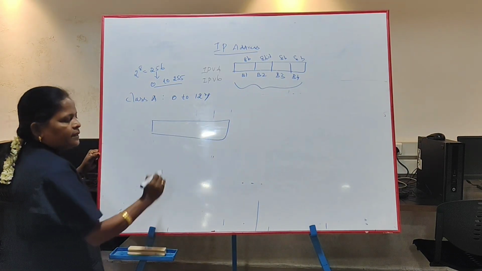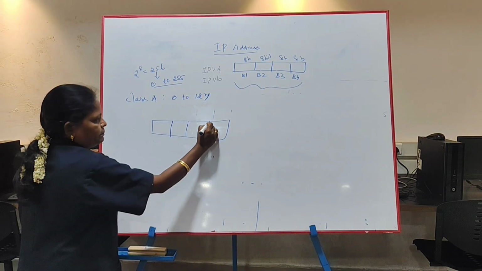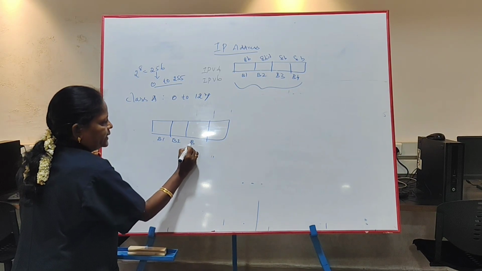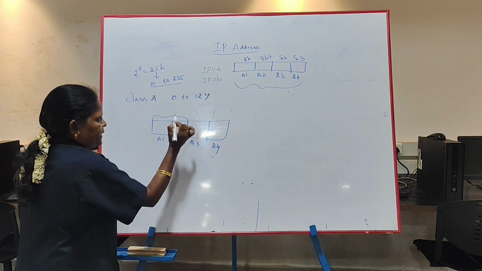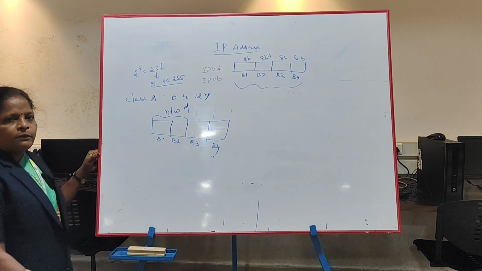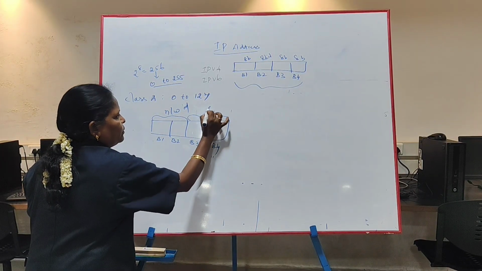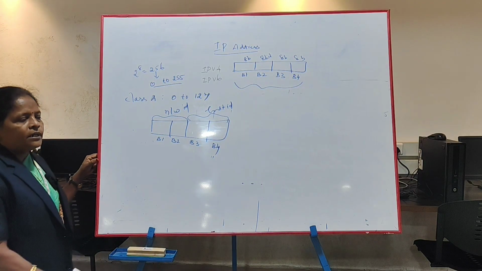Now consider class B. Again you are going to consider 4 byte data: byte 1, byte 2, byte 3, byte 4. The first 2 bytes will be allocated for network ID. The remaining 2 for what? Host ID. The remaining 2 bytes will be allocated for host ID.